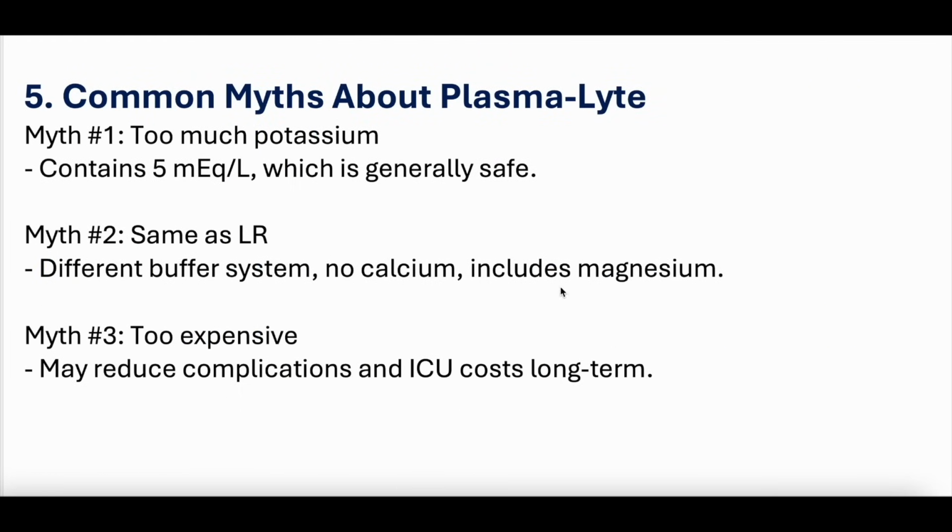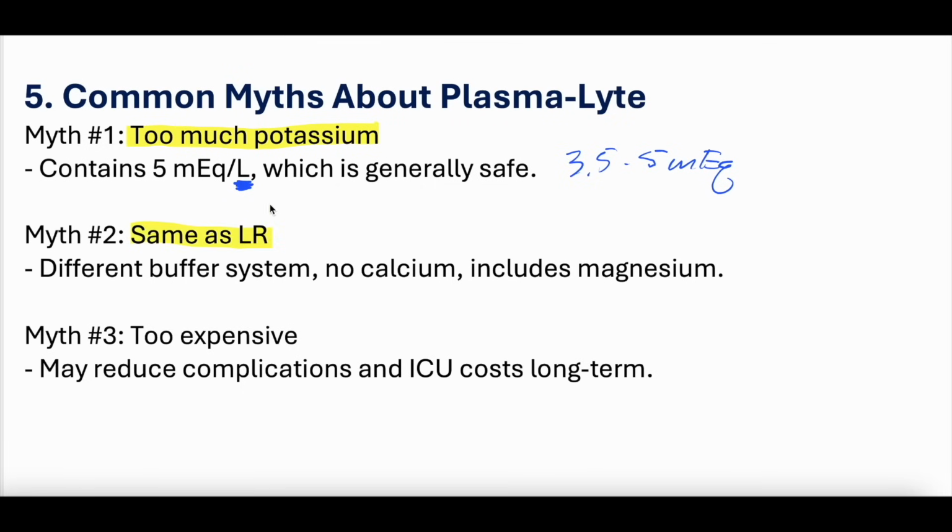Common myths about PlasmaLyte. Myth number 1, it contains too much potassium. It contains 5 milliequivalents. This is generally safe, right? Normal potassium is 3.5 to 5 milliequivalents. This has 5 milliequivalents in a whole liter. So it's not a huge amount of potassium. If you have normal renal function, all that's probably safe and fine.